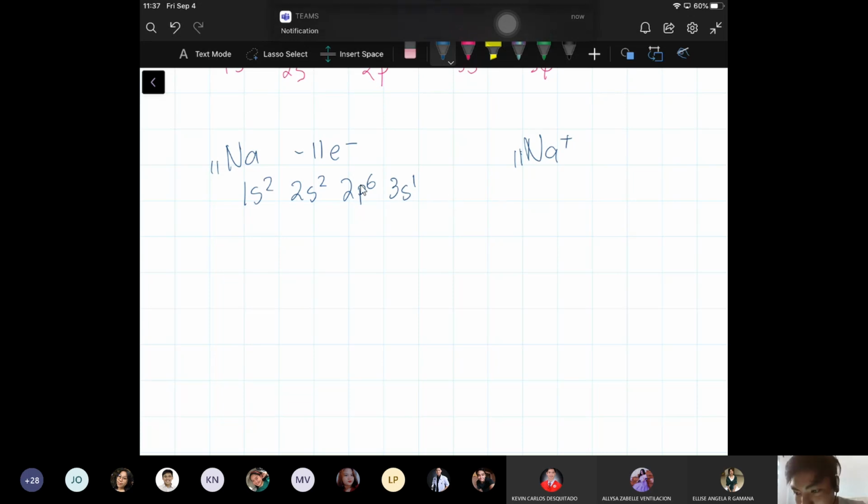Sige. Okay, so yan, no? So we have 11 electrons to distribute. Ito yung naging electronic configuration niya: 1s2, 2s2, 2p6, 3s1. Okay?